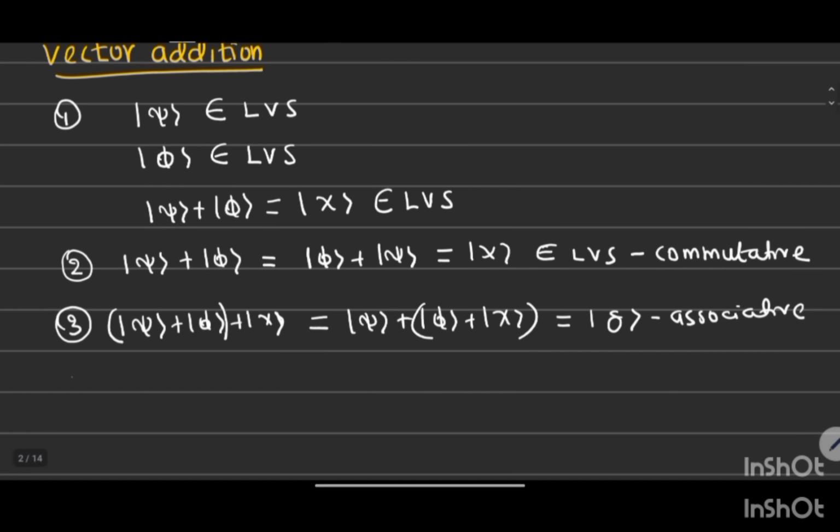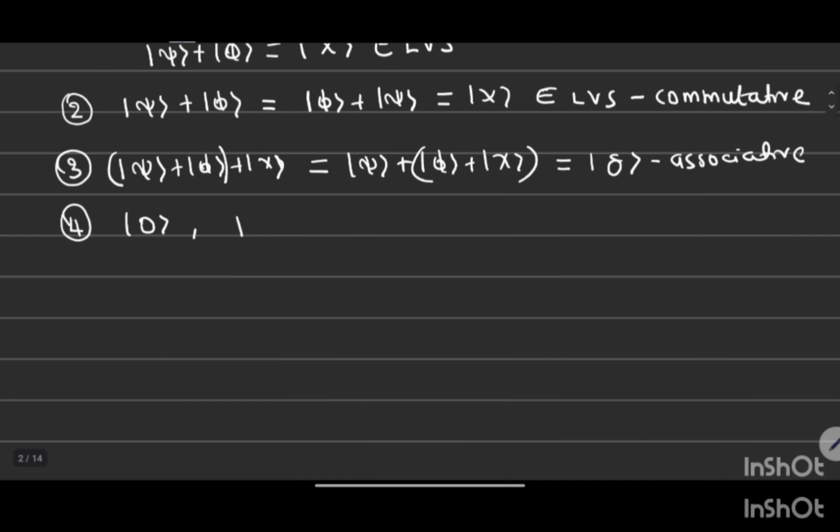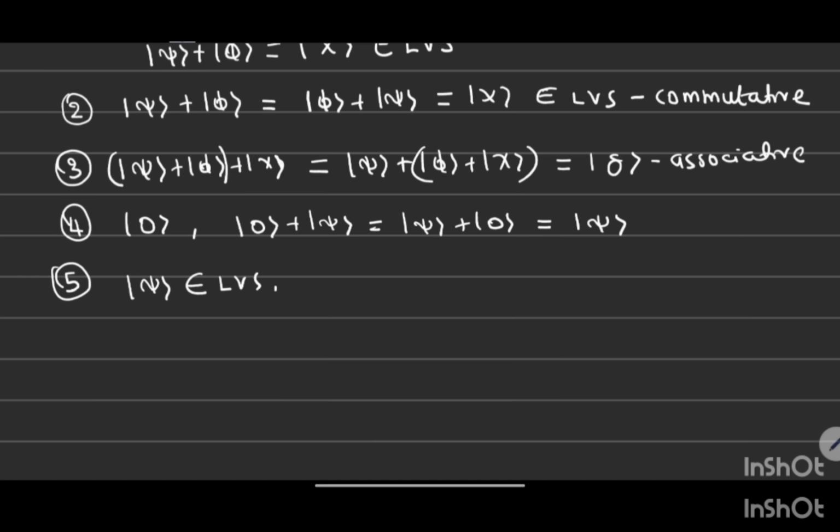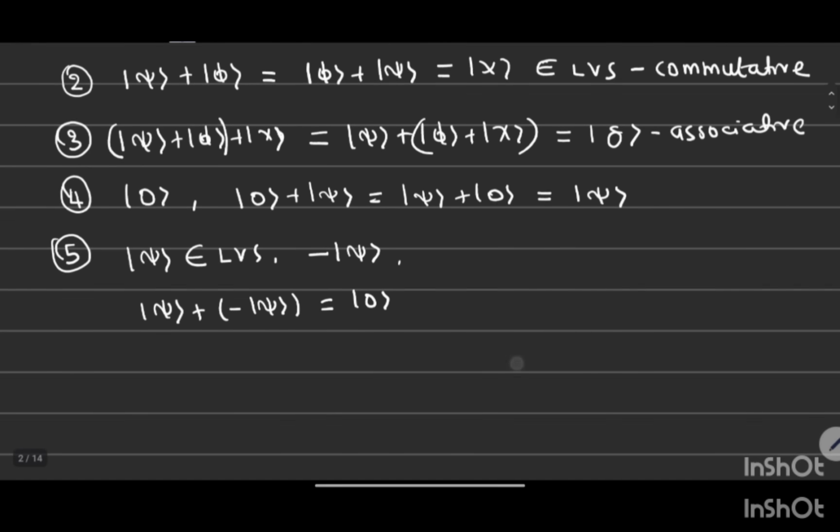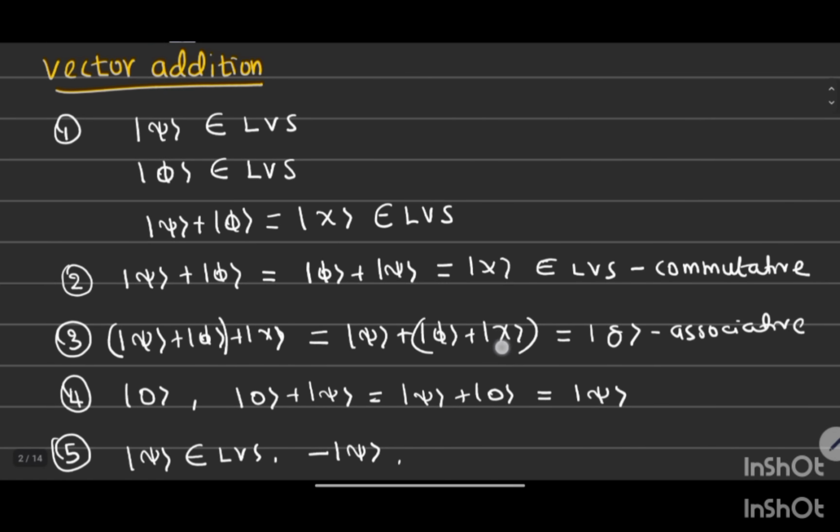And there exists a special vector called the null vector, which I am denoting as O, such that when you add this null vector with any vector from the linear vector space, the answer will be the same. It doesn't make any change. And the fifth property: there exists a symmetric vector for each vector from the linear vector space. For a given vector, there exists a symmetric vector, which I am denoting as minus of that vector, such that when you add the vector and its symmetric vector, you will get the null vector as your result. These are the properties of vector addition in linear vector space.